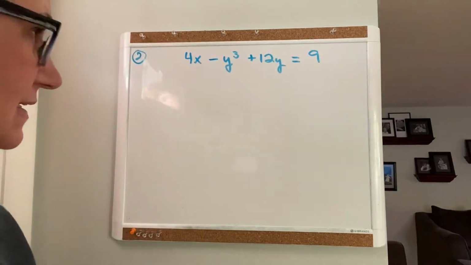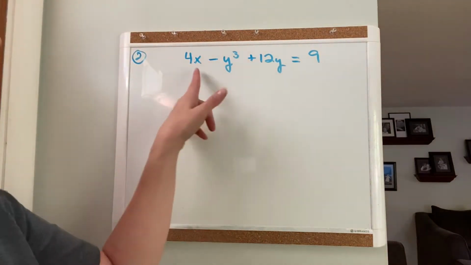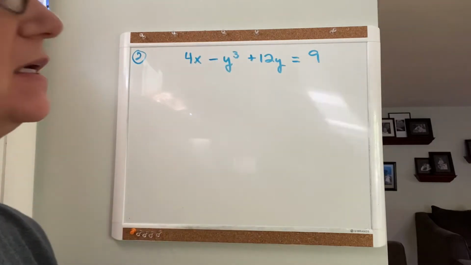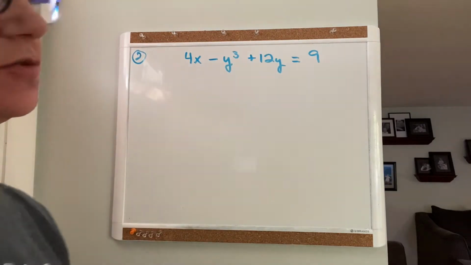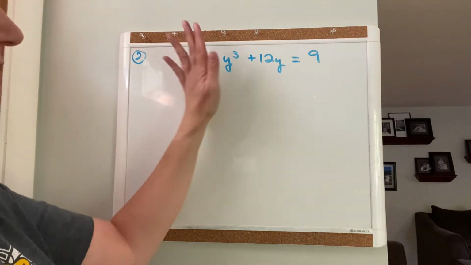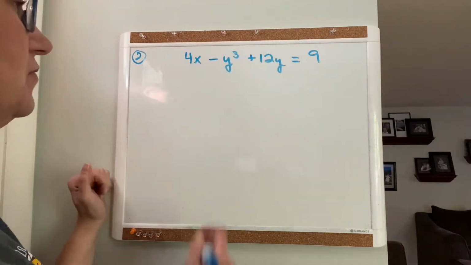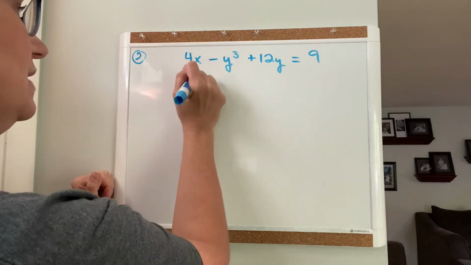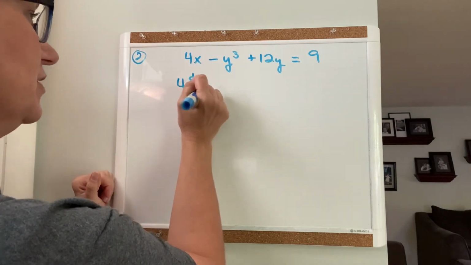All right, second example for implicit differentiation. We have 1, 2, 3, 4 terms. So we have to go through and take the derivative with respect to x for each term. So your derivative for 4x, ignore everything else, just do the derivative of 4x, is just 4. And we're taking the derivative of x with respect to x.